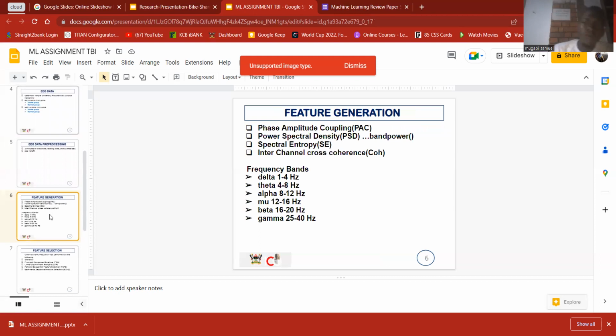In feature generation, trying to generate the features that we are to use, we used phase amplitude coupling, power spectral density, spectral entropy, and inter-channel cross coherency. Down here are the different ranges that I had told you about that are classified according to the signals that come from the EEG machine.